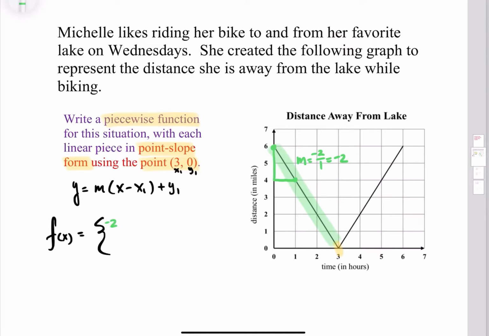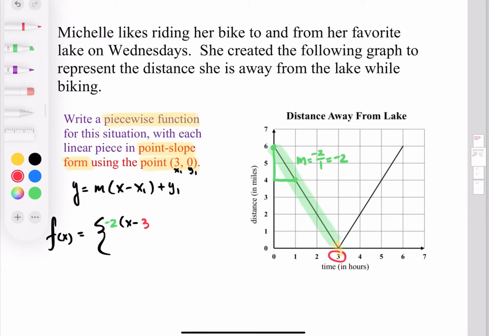So that's negative 2. Then I'm going to keep my parentheses and then x minus, and then we have our x1, which is 3. That's our shared point here. We'll close up the parentheses. The y1 is 0, which also comes from that shared point, so that means plus 0. Technically we don't need to write in that 0, but I'm going to place it in there just so that you know where that 0 is supposed to go.